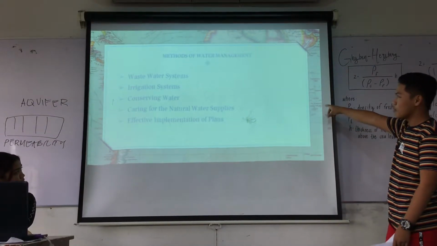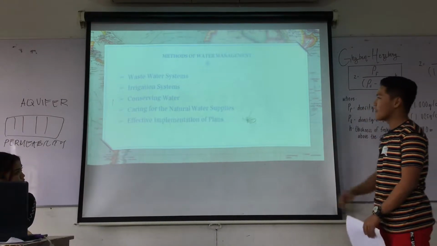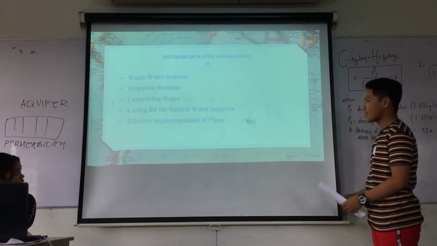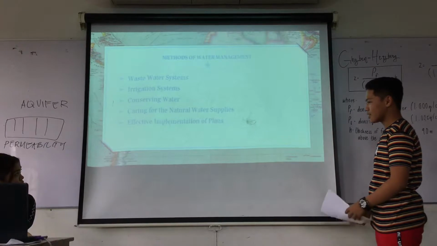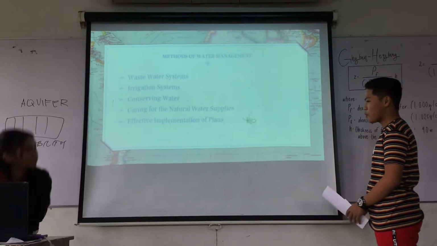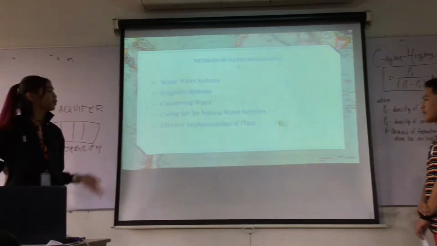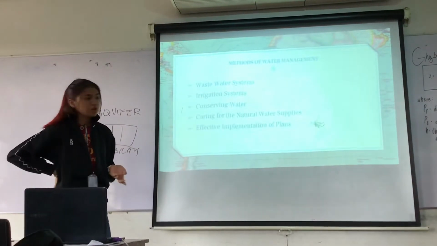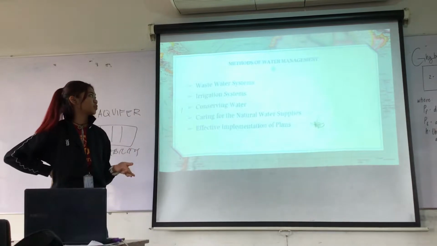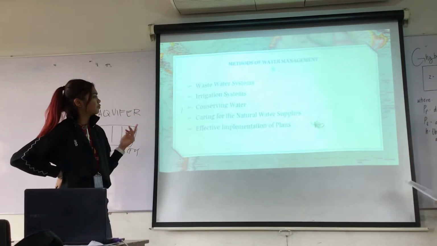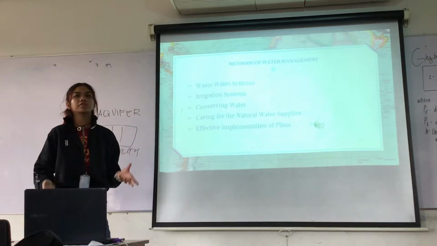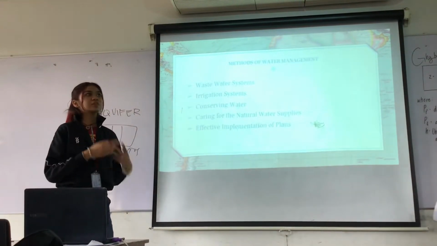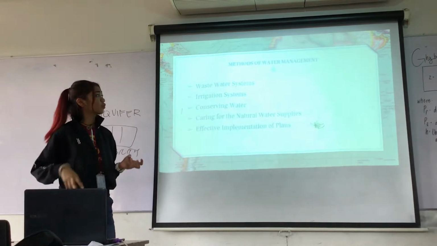There are 5 methods of water management. First is the wastewater system. So there is a wastewater system, irrigation systems, conserving water and caring for the natural water supplies, and effective implementation of plans. So these are the 5 methods through which water can be managed. For example, wastewater systems are the sewers you see outside. Those sewers carry our waste outside.